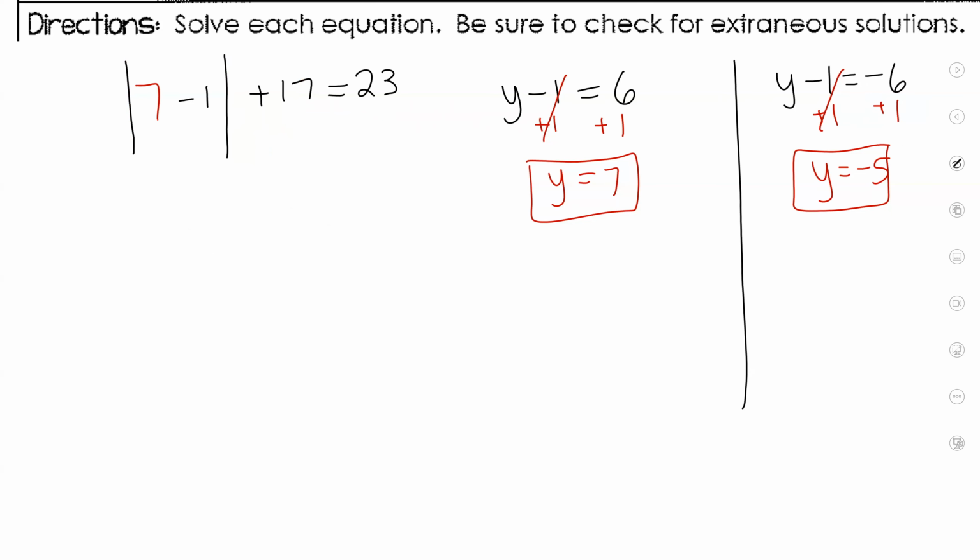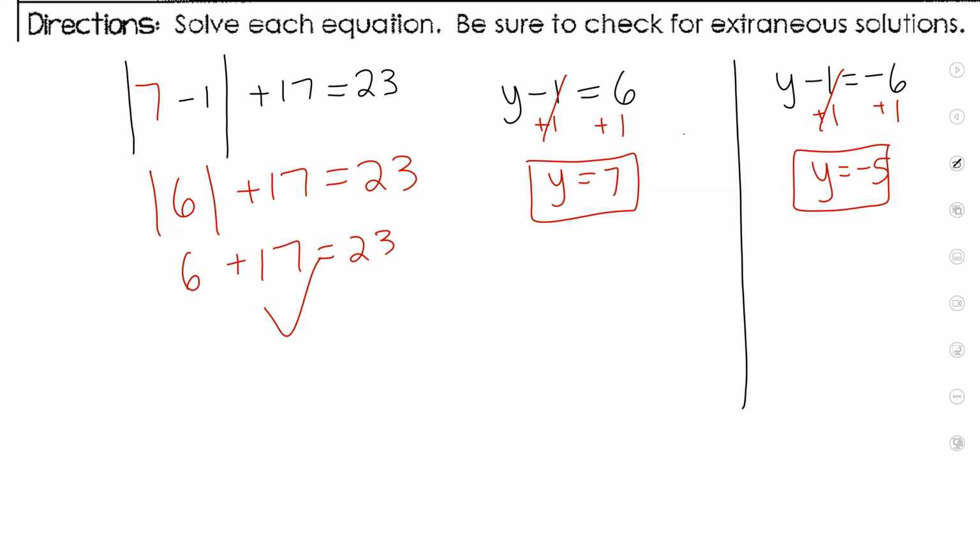What's 7 minus 1? 6. Okay, so what's the absolute value of 6? 6, right? Because 6 is 6 spaces away from 0. So it's just 6. And is 6 plus 17, 23? Oh, that's true. So that means this is correct. This is an answer. You have to check your answers, make sure they're true.